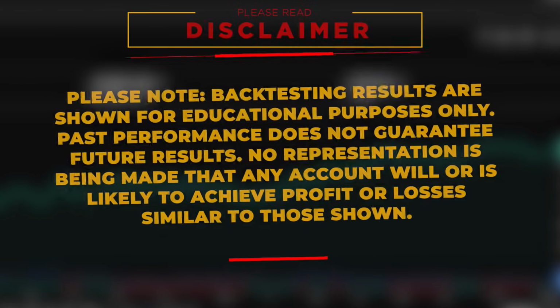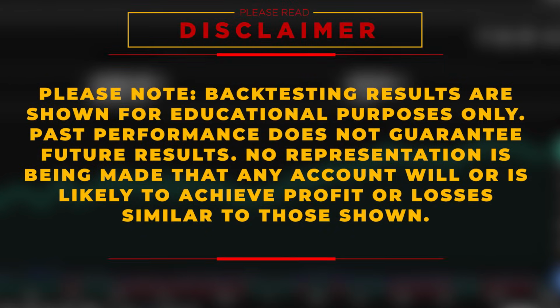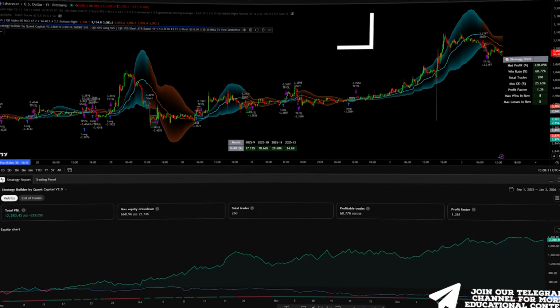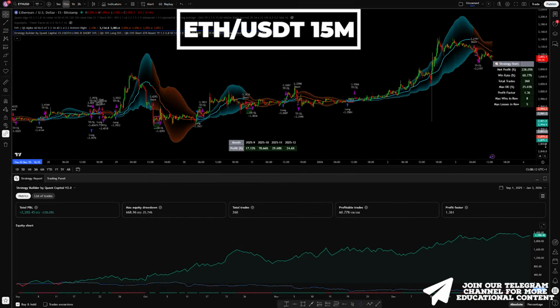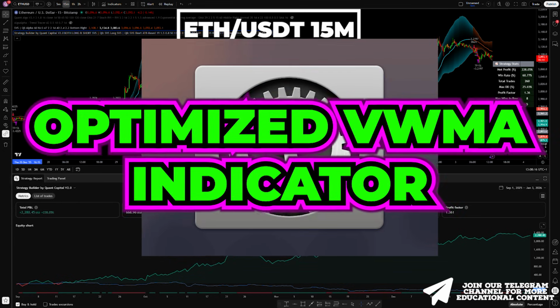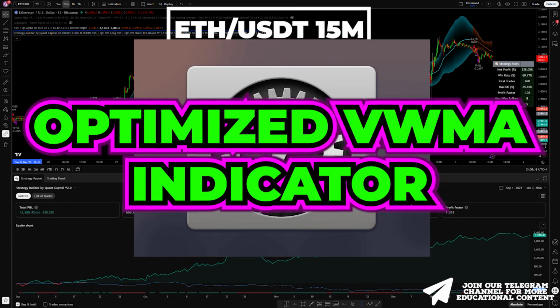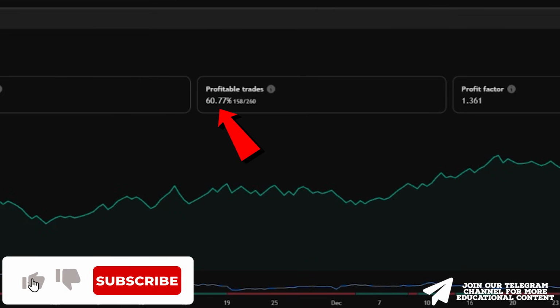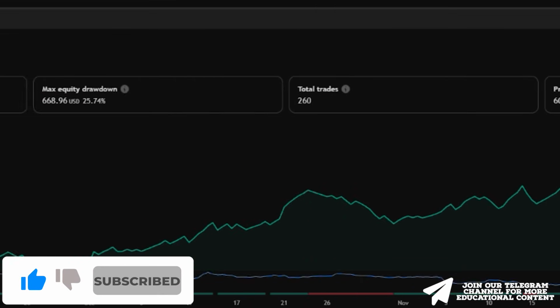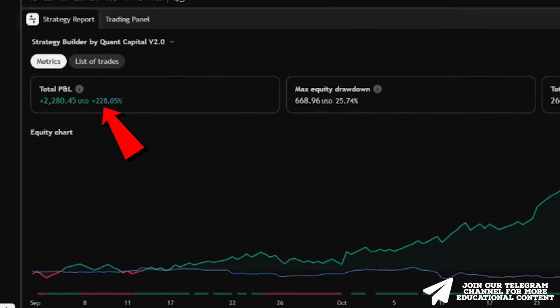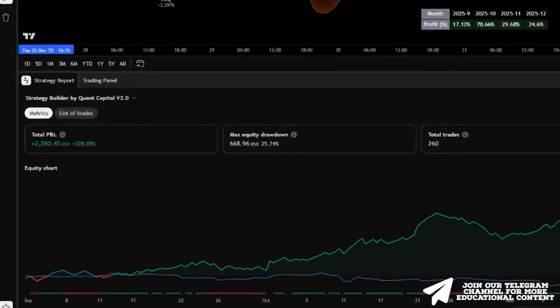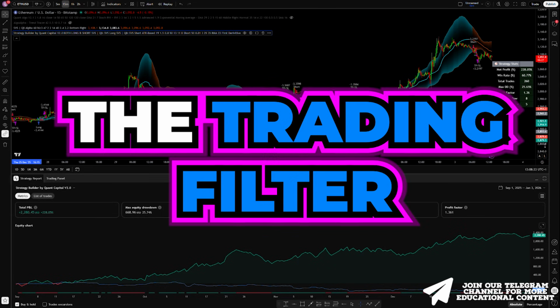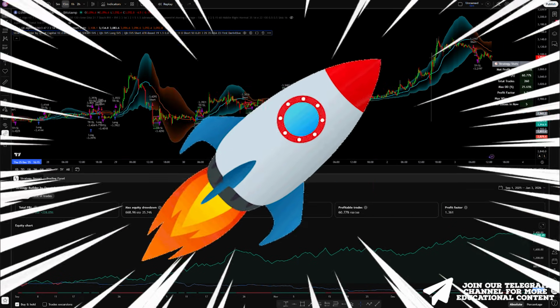Note that backtesting results are shown for educational purposes only. Past performance does not guarantee future results. Here are the initial results for Ethereum on the 15-minute time frame, using the VWMA indicator with optimized settings. And they're already looking very solid. We're seeing a really good win rate of nearly 61%, a solid net profit of 228%, and an acceptable max drawdown of 25%.